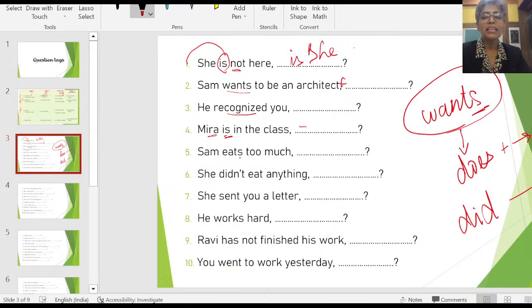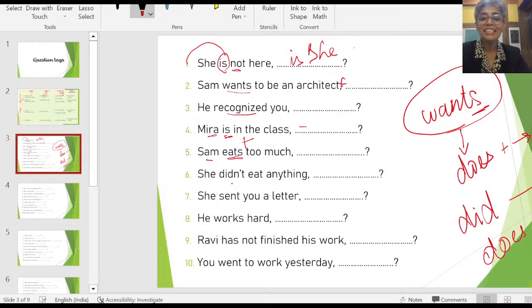Okay, Sam eats too much. So Sam eats. So eats over here is simple present tense. So we will use the does version. We will say does. Okay, so we'll also convert it into a negative because this is a positive. So we will say doesn't he? Sam is a he. So we will say doesn't he?